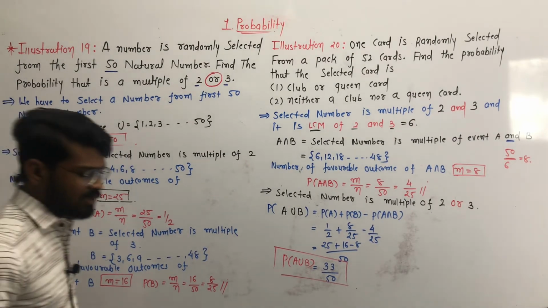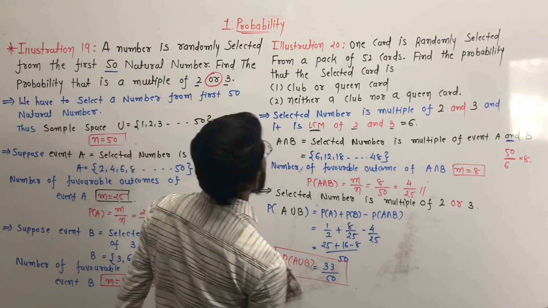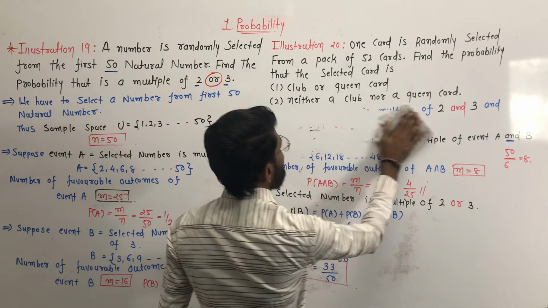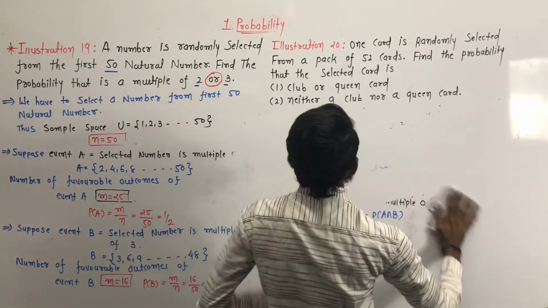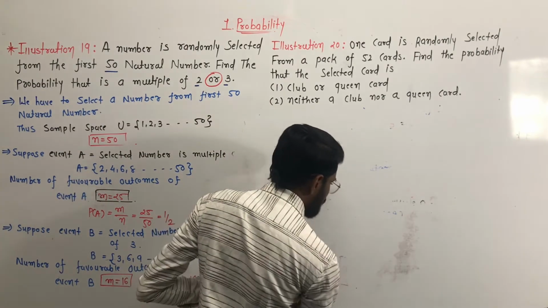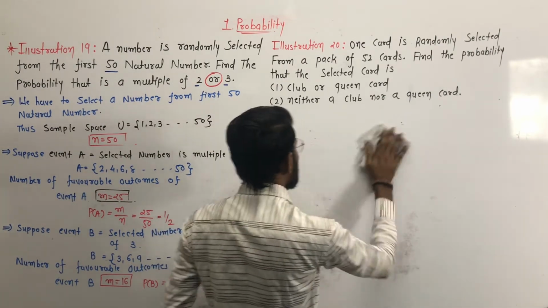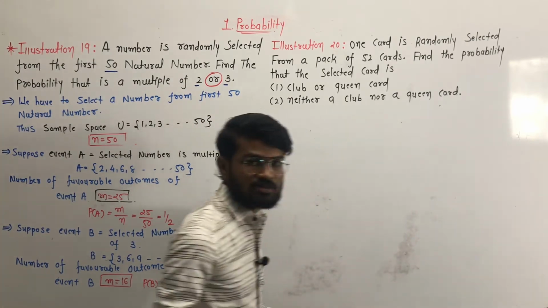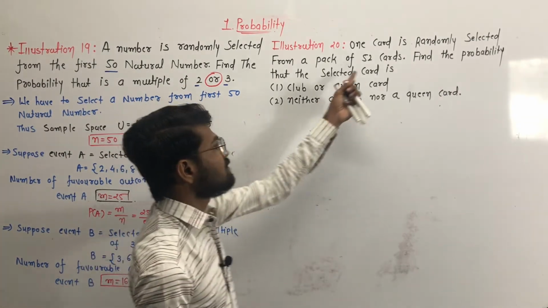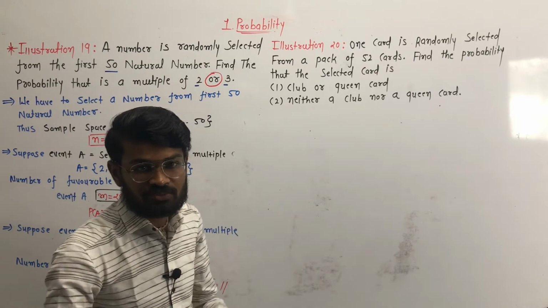Okay, done. Now we are coming to the question, illustration number 20. Illustration number 20: one card is randomly selected from a pack of 52 cards. Yes, we have to select one card from the pack of 52 cards. Okay, so how many possible outcomes here? Possible outcomes are equal to 52 cards. Yes, 52.